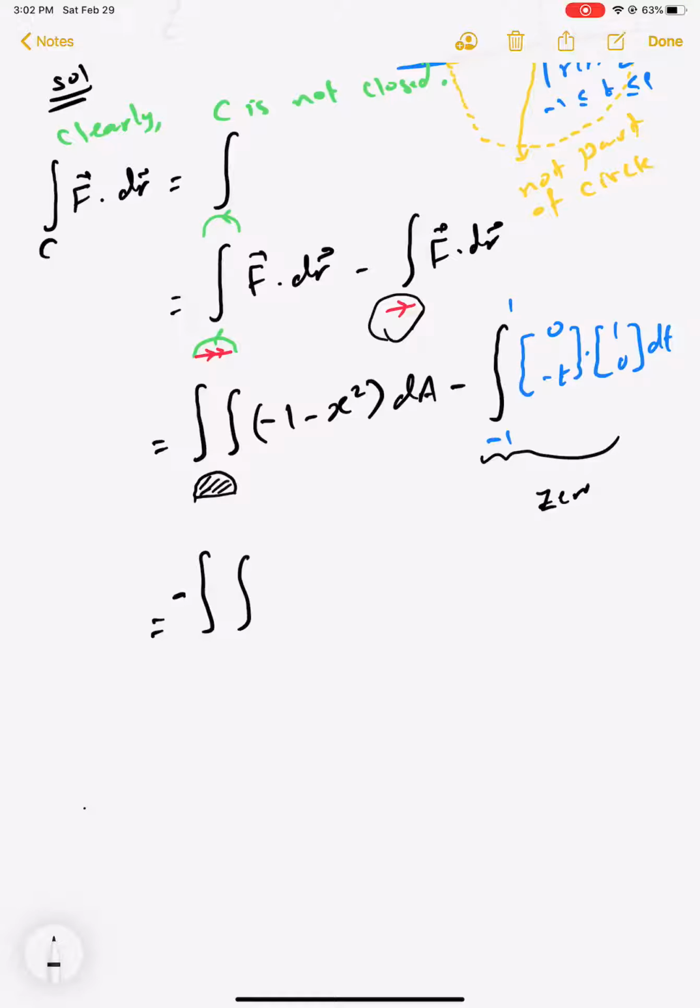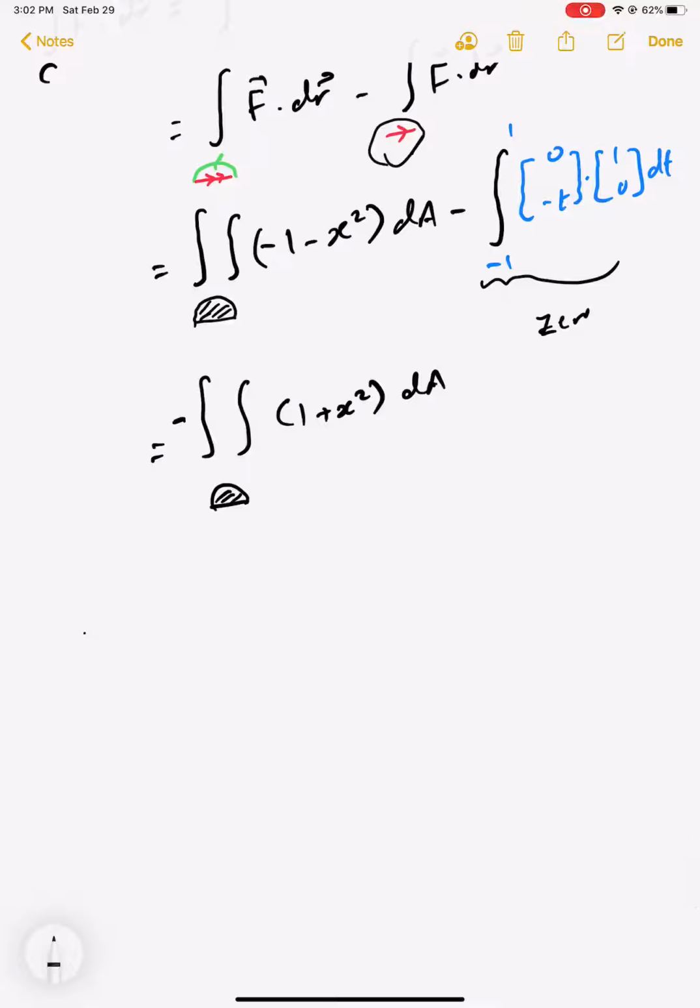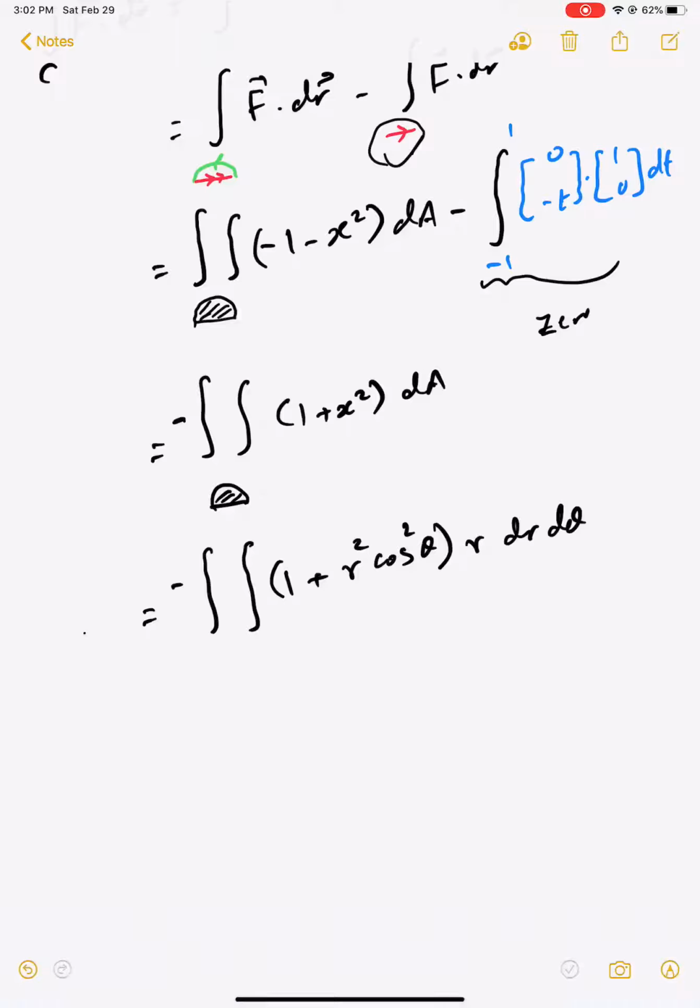Let's take the minus out. So it's the integral of 1 plus x squared dA over this half disk. Now to do this integral, the best way to do integrals over circular regions is to go with polar coordinates. So we replace the x by r cosine theta, we have a square. Then the dA is r dr d theta. Because you're dealing with a semicircle, theta goes from 0 to pi, and the radius is 1, you go with r from 0 to 1. This is minus the integral.